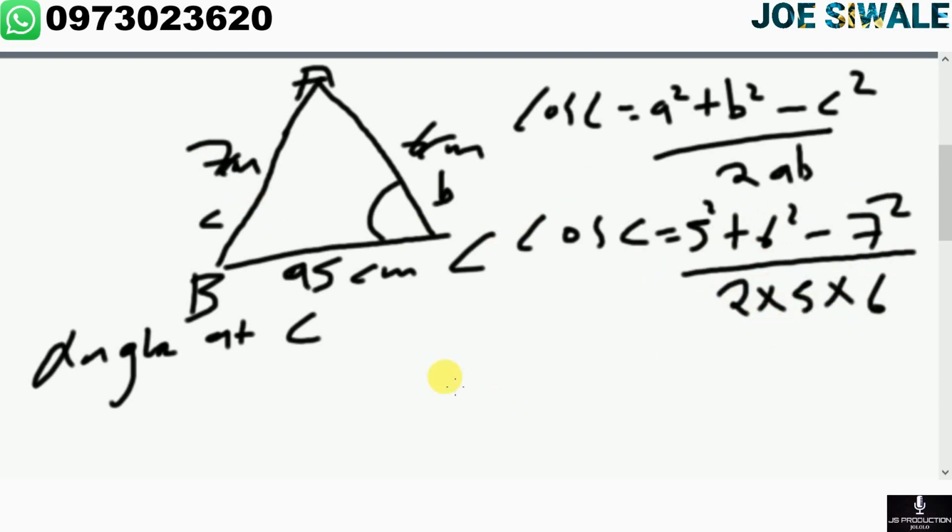So that is going to be cos C is equal to, if you punch on the calculator, 5 squared plus 6 squared minus 7 squared, that is going to give you 12. So this is 12 divided by, if you punch on the calculator, 2 multiplied by 5 multiplied by 6, that's 60.